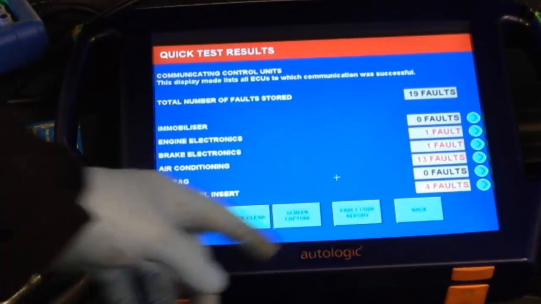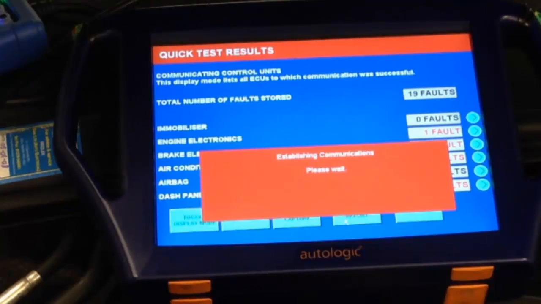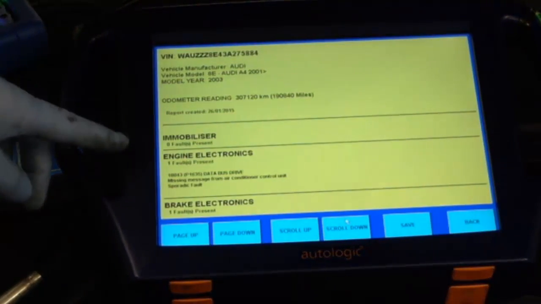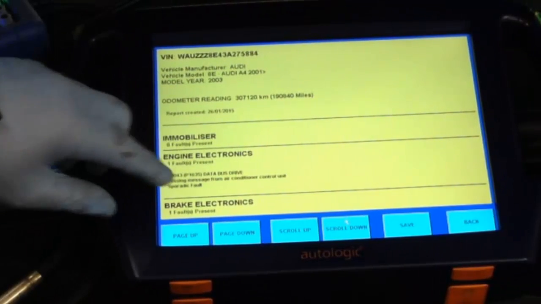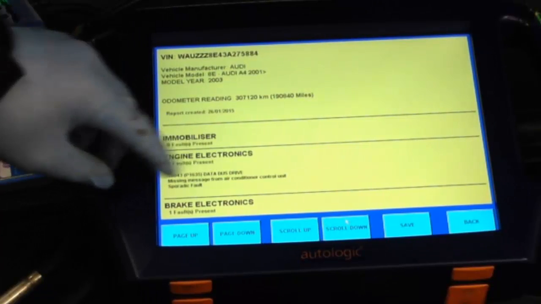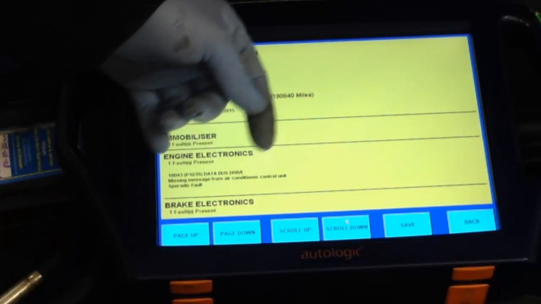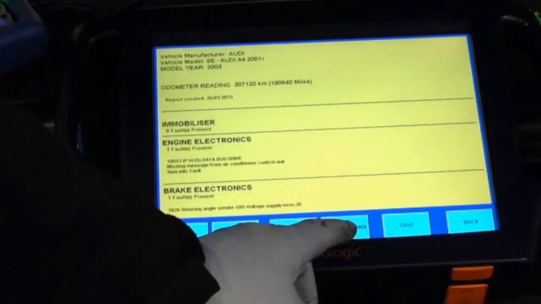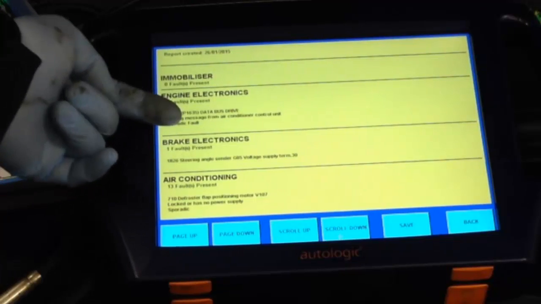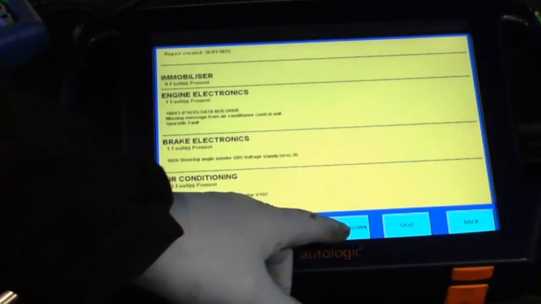So if we go to fault code report, let's see how those codes break down. What we're expecting to see is the fault code listing clustered by control unit. So we've got immobilizer, engine electronics, and interestingly, the one fault we get with engine electronics is data bus drive. We think this means the powertrain data bus: missing message from air conditioning control unit. So there's a comms error on the data bus, which makes sense with some of what we've got going on. As I scroll down, steering angle sensor, voltage supply. I think that's because the guy had the battery disconnected, because the wipers were going off continuously.